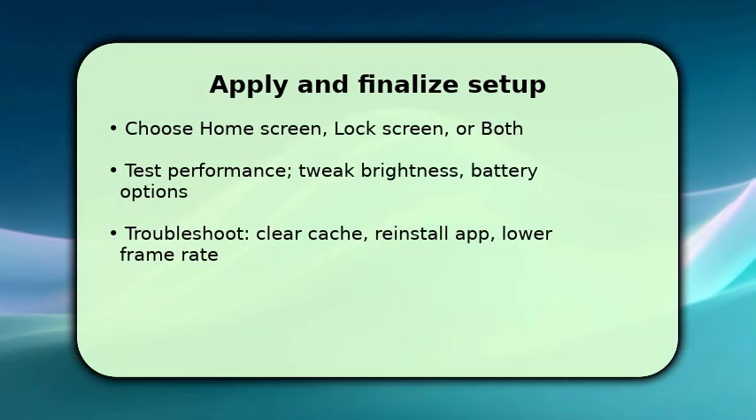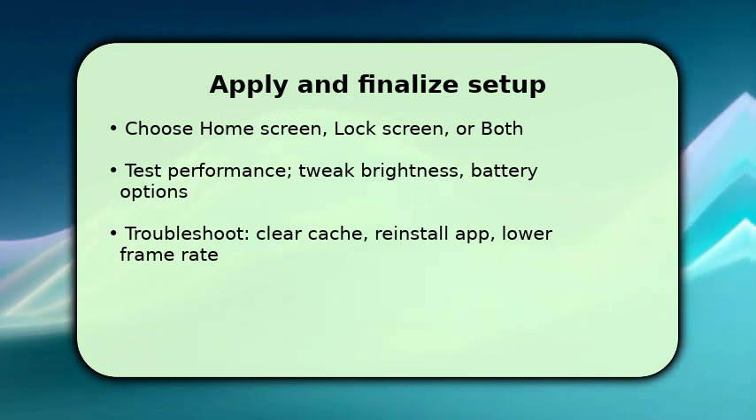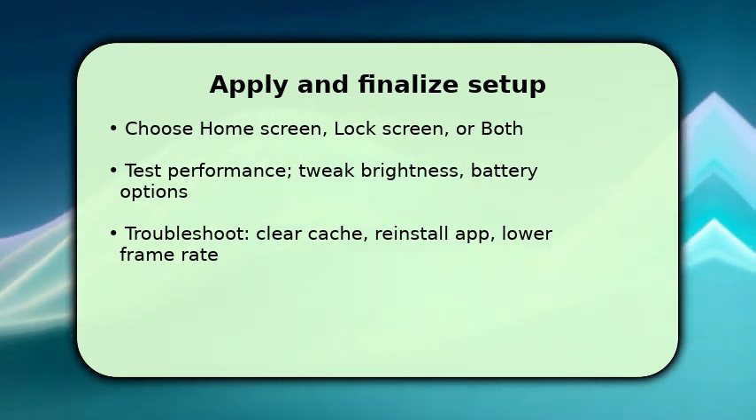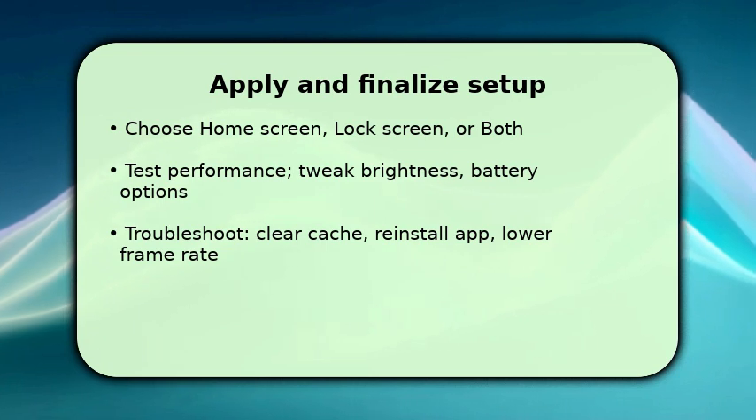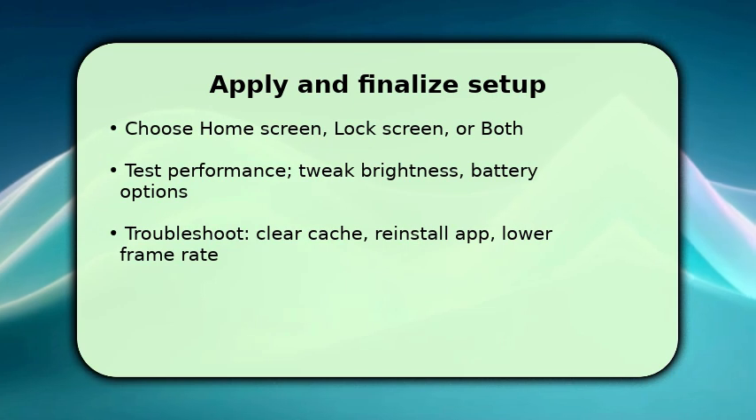When you tap Set Wallpaper, Android will prompt you to apply it to the home screen, lock screen, or both. Choose as needed. After applying, navigate around your device to assess performance and battery impact. Make subtle tweaks like lowering frame rate or reducing resolution if animations stutter.